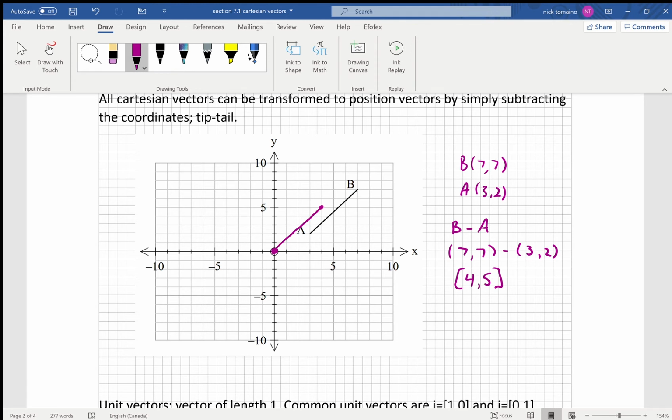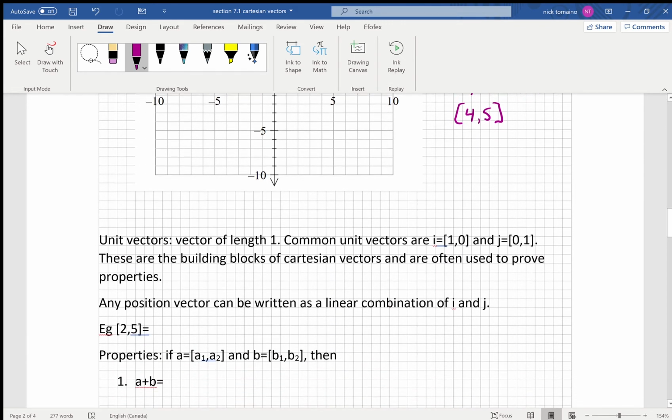And there we go. So this purple vector I just drew is the exact same as the vector AB. It's the same length and it points exactly in the same direction. All right.